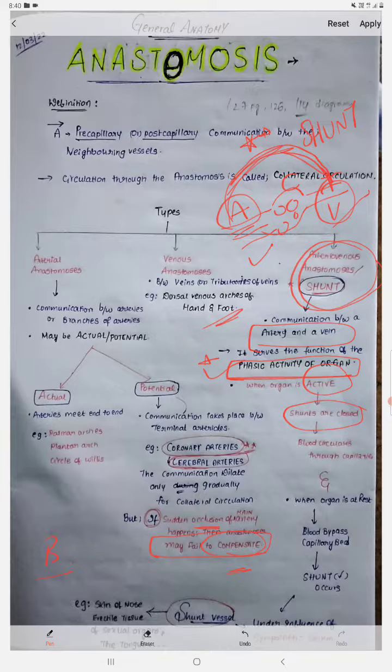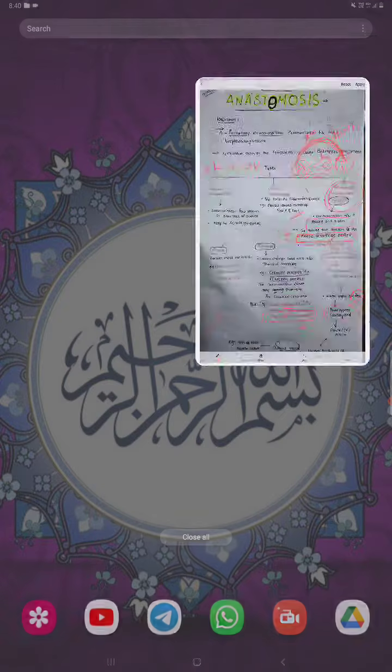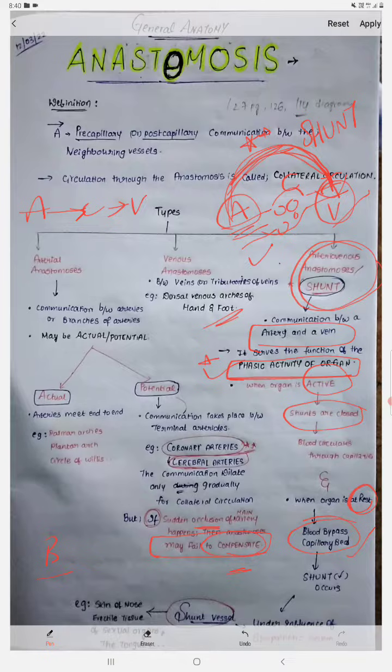But in some cases, like when the organ is at rest, the blood bypasses the capillary bed. What does it mean? The blood doesn't pass through these capillaries and flows directly from artery to the vein. The actual pathway which should be followed is artery, capillary, vein. But directly from artery to the vein, when does it happen? It happens only when the organ is at rest, and then the blood will bypass the capillaries. This is a very important thing.